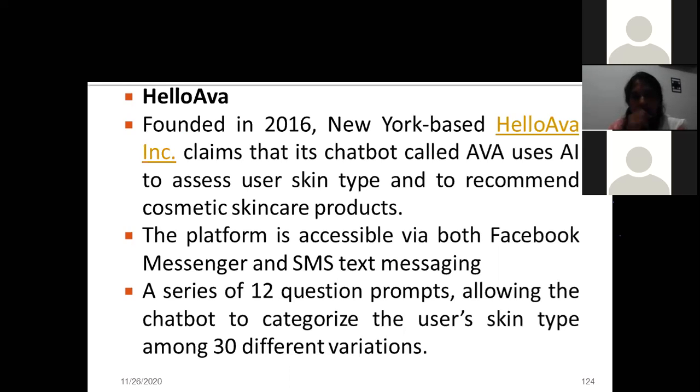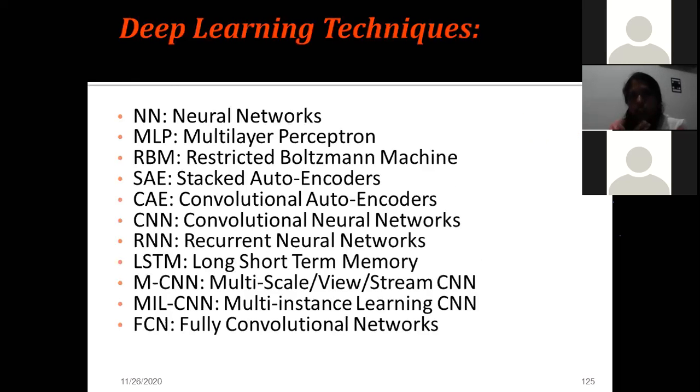Then what are the deep learning techniques? We are just talking about deep learning techniques. What are the algorithms and networks available here? You can see neural networks and multi-layer perceptron. These two are the base. From that, we can develop all these networks: convolutional neural network, recurrent neural network, long short-term memory, stream CNN, fully convolutional networks.